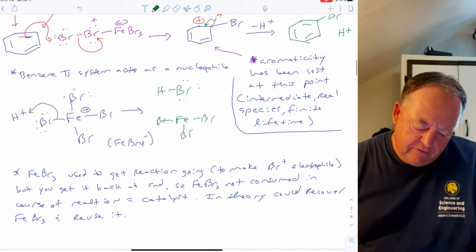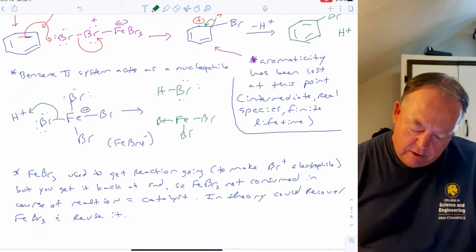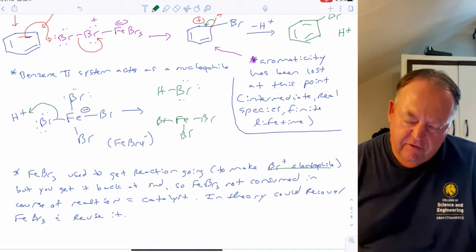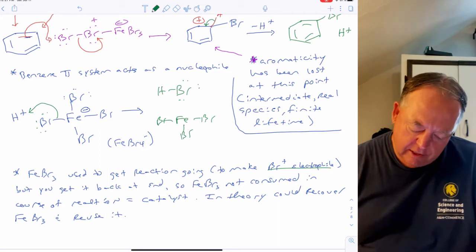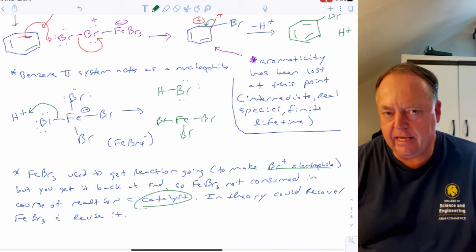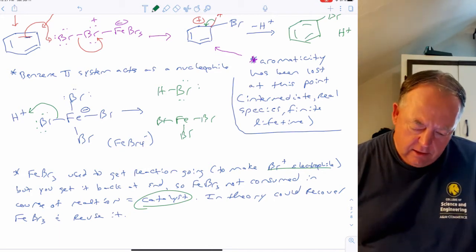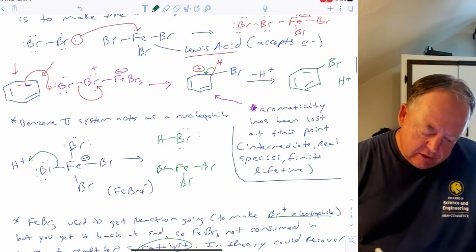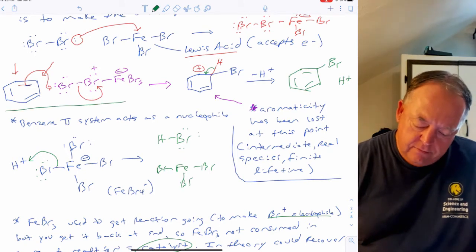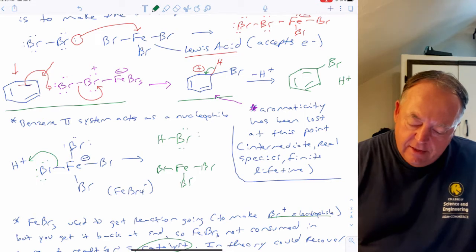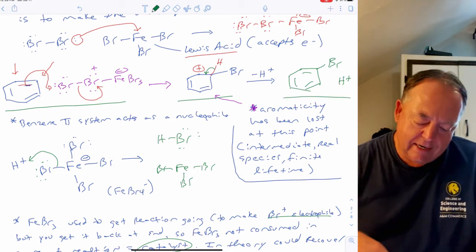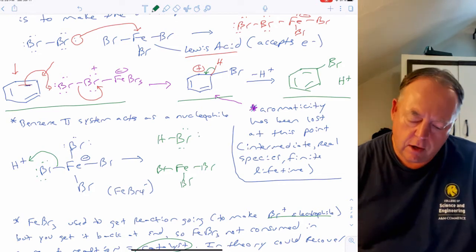Okay, so you use the FeBr3 to get the reaction going, to make your electrophile, but then you get it back at the end, so FeBr3 is not consumed in the reaction, which makes it a catalyst. In theory, you could recover the FeBr3 and use it again and again. These last 2 steps in the mechanism, where benzene reacts with your electrophile to make this intermediate, and then you lose H plus to make your final product, are common to all of these reactions.